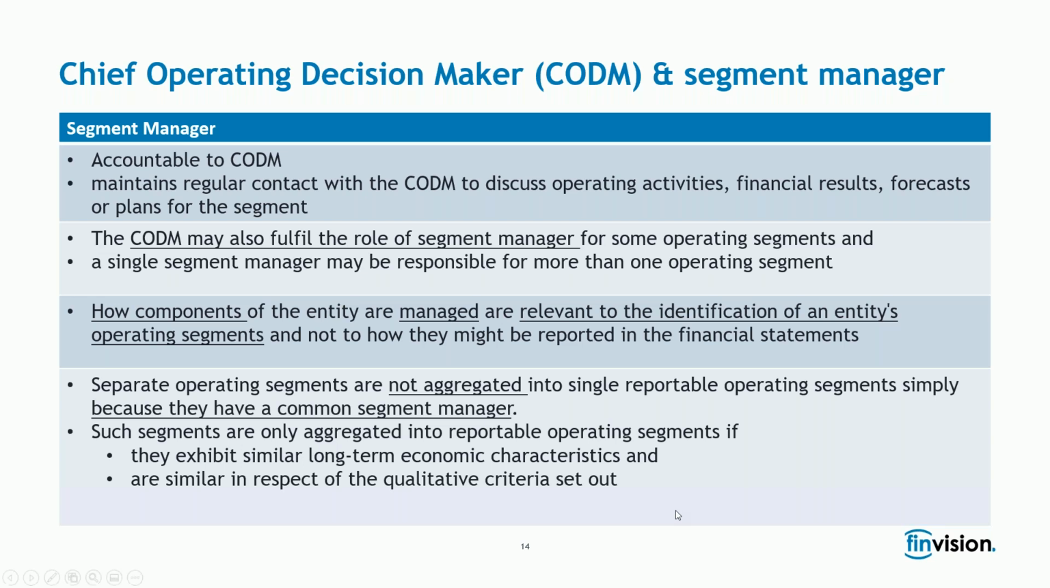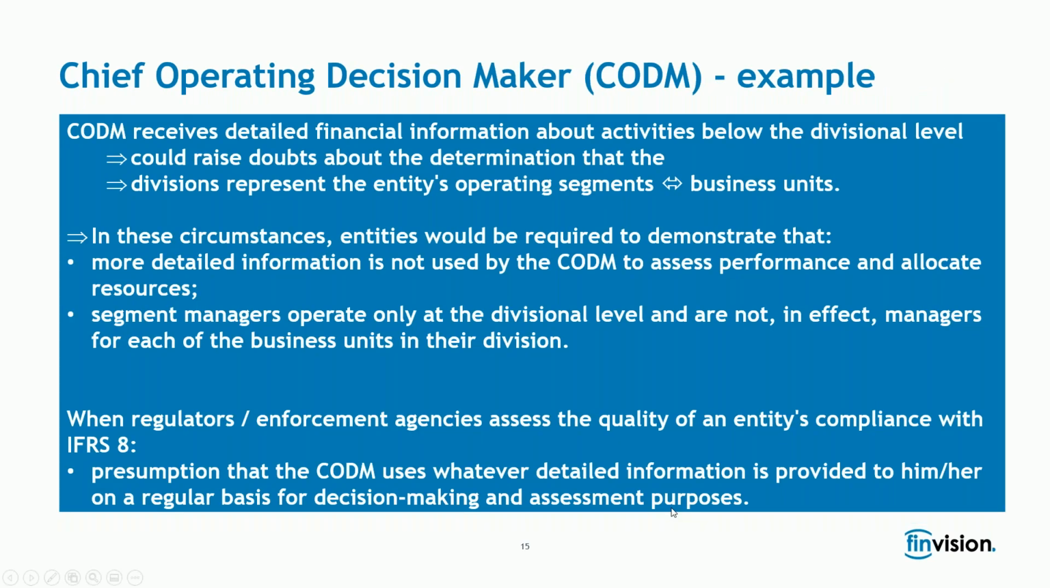If we go further to the next slide, yes, let's look at an example just to give the indication on why it can be important. So we have a company or group where the chief operating decision maker receives detailed information, not only at divisional level, but also at the level of business units below. So important there will be to assess what is now the operating segment. Is that the divisional level, or is that the level below of the business units?